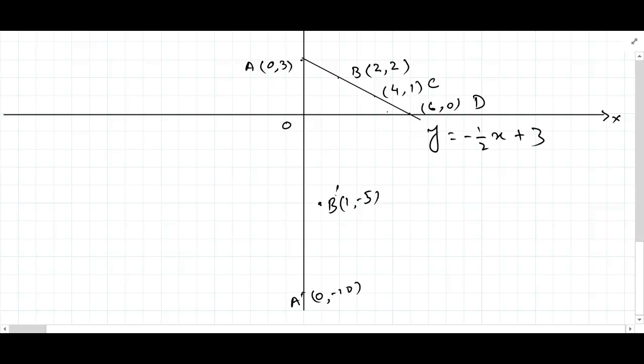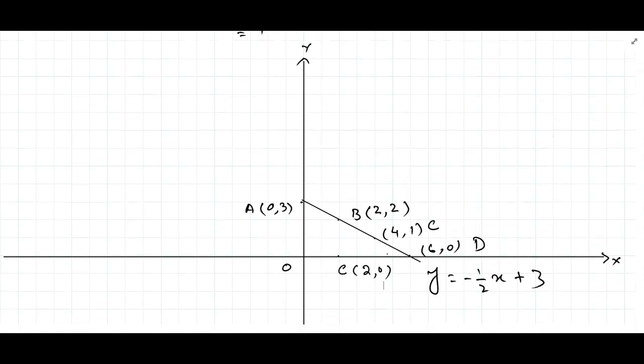And next is 2, 0. 2, 0 is the point right here, and call it C dash. 2, 0 are the coordinates. And next is 3, 5. So this is 3, and 1, 2, 3, 4, and 5. That's the point right here, and let's call it D dash. And this is 3, 5.